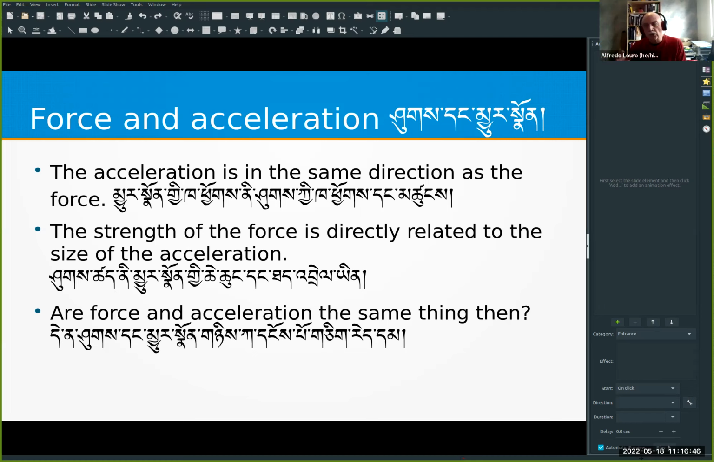So we talked about the direction. The direction is the same, quite simply. How about the by how much does the velocity change? Well, that is related to how strong the force is that I'm applying.